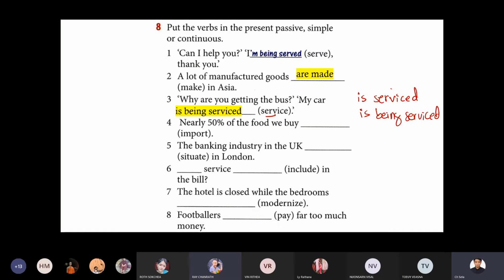Now you can do it. Number 4 until number 8, please do it by yourself, and you have 5 minutes. We're going to check the answer at 1:52. So don't worry, try your best to do it. At 1:52, we're going to check the answer together.